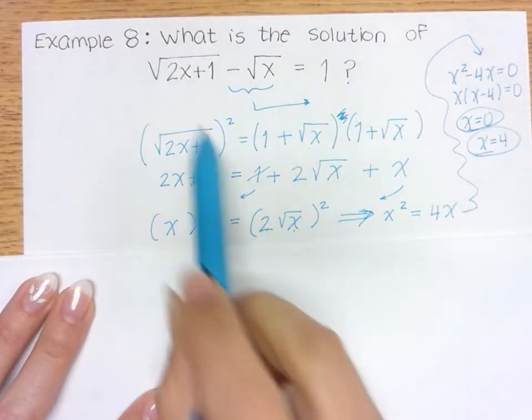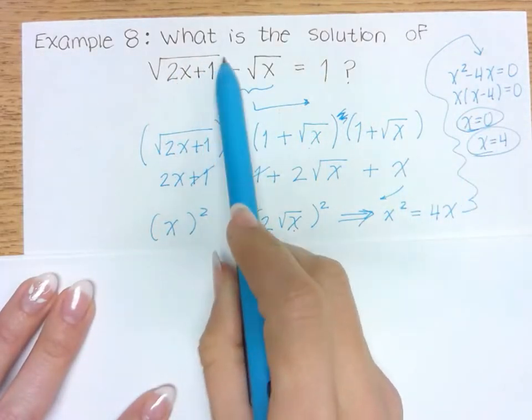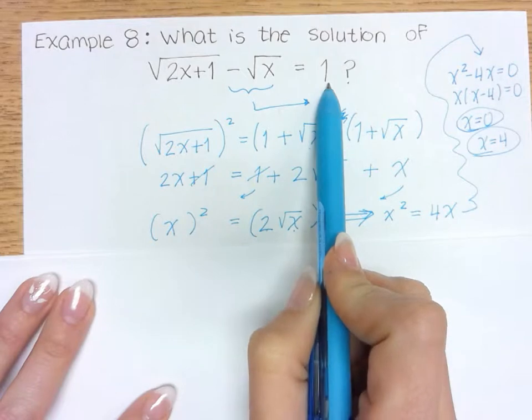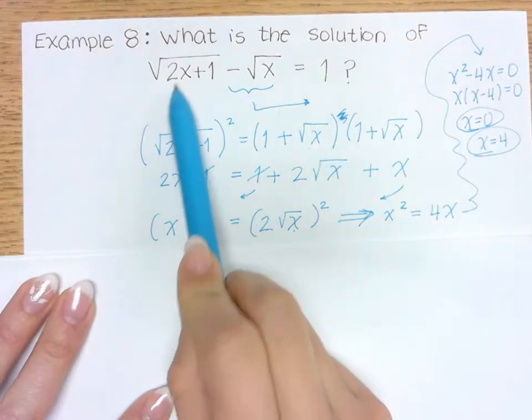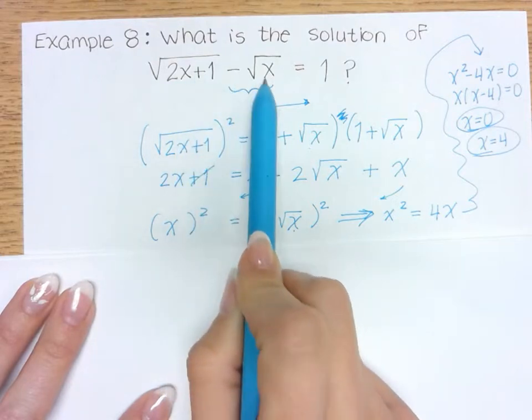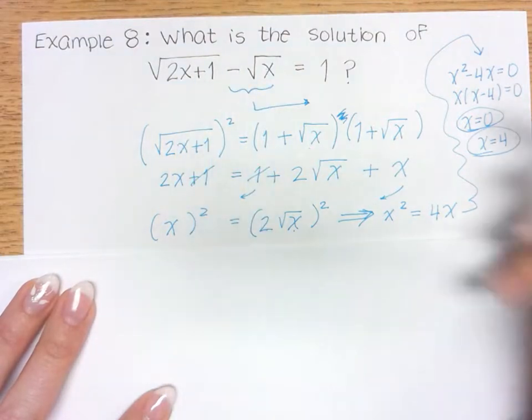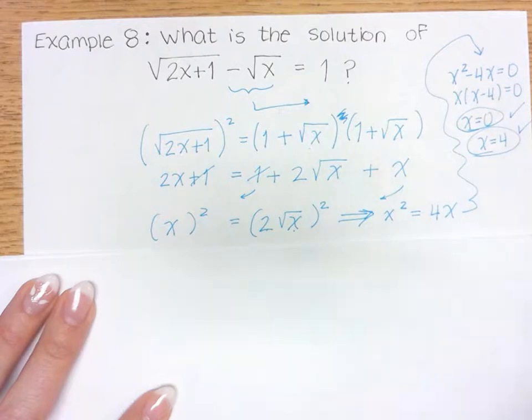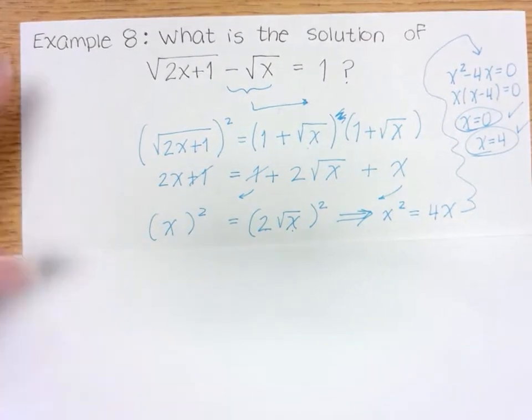If you want to check for extraneous, you can. That'll be square root of 1 minus 0. So that works. Plug in 4. That's square root of 9, which is 3. Minus square root of 4, which is 2. 3 minus 2 is 1. They both work. Really didn't need to, but checked anyway. Okay.